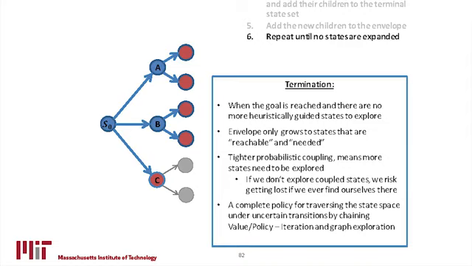Yeah, the third bullet here touches on this: if we don't expand the states that are probabilistically coupled and we do accidentally end up there, we risk getting lost and not having a policy. We can compute this all offline and have a plan before we even start flying to know exactly where we want to go, even if our dynamics are not deterministic.